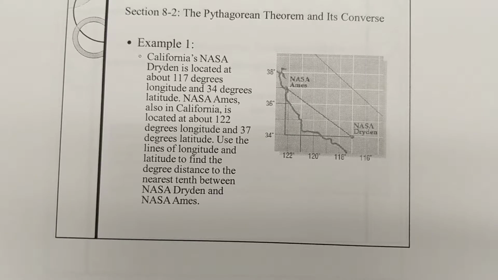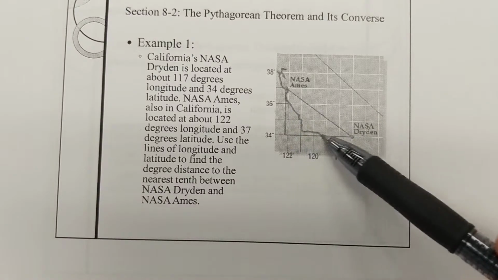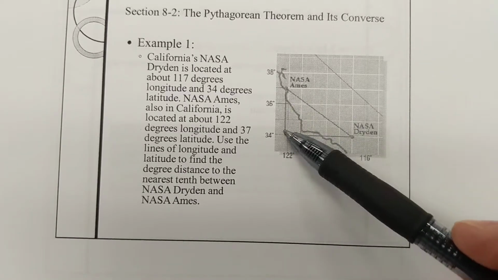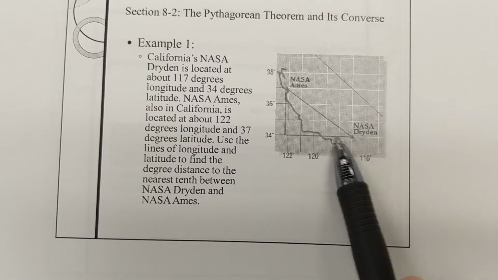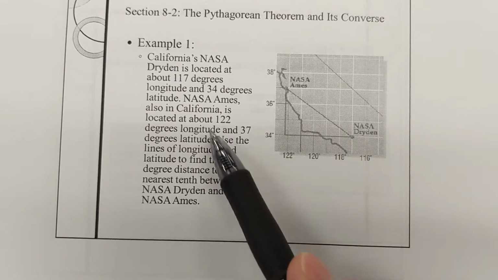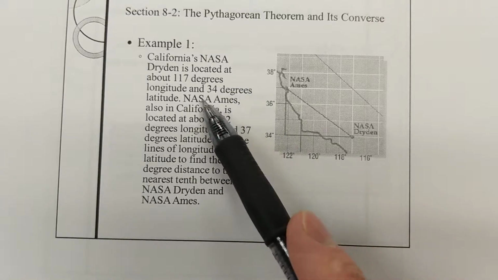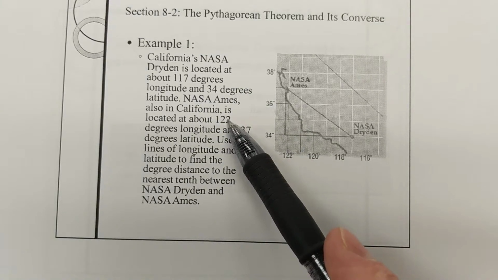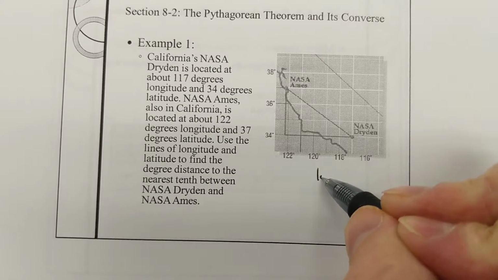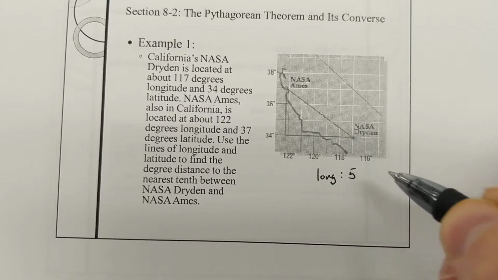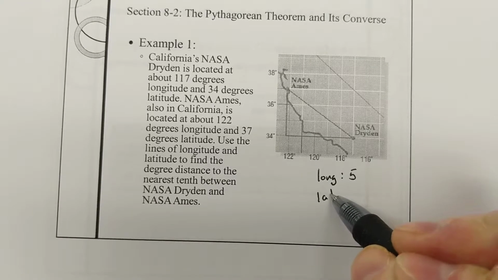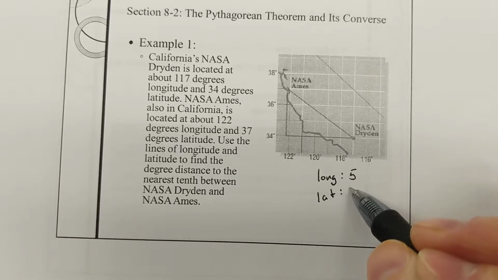California's NASA Dryden is located about 117 degrees longitude and 34 degrees latitude. NASA Ames, also in California, is at 122 longitude and 37 latitude. Use the lines of longitude and latitude to find the degree distance between them. So I need to find the difference. It doesn't matter, I just need to find the differences. So 117 longitude and 122 longitude, the longitude distance is 5, 122 minus 117. The latitude distance is 34 to 37.